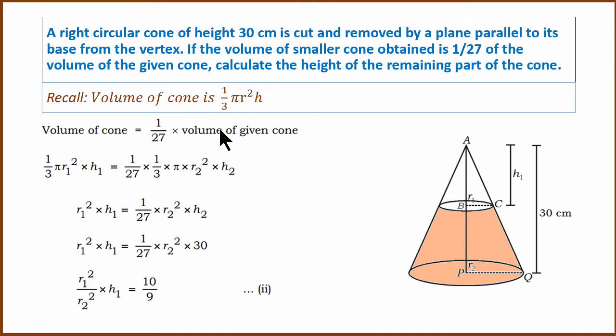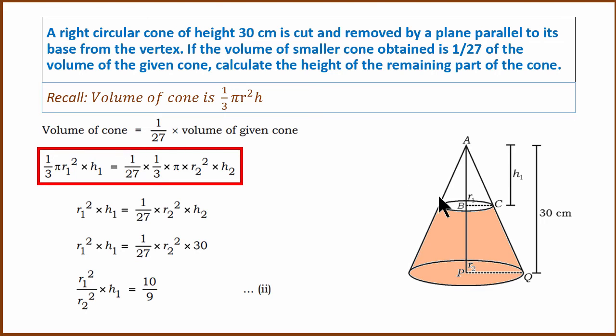Let's go. So this is the step. So what are we doing here? Now look at this. Let's look at the smaller cone. The smaller cone has radius R1 and height H1. Hence we write 1 by 3 pi R1 square multiplied by H1. The larger cone has radius R2 and height H2. Now height H2 has been given as 30, but for now we are writing it as H2. And that's what we substitute here.